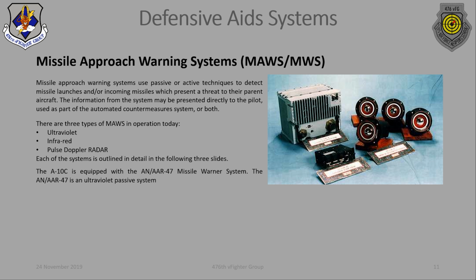So the more general background: passive or active techniques to detect missile launches or incoming missiles which present a threat to their parent aircraft, usually presented to the pilot either as part of a cockpit display and/or using the automated countermeasures system. 3 types of MWS you'll get in operation across the world at the moment. You've got ultraviolet based optical systems, infrared optical systems, and pulse Doppler radar systems. We'll cover all of those.